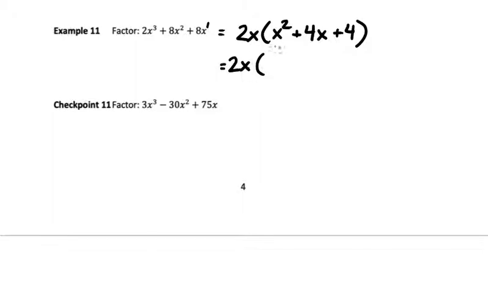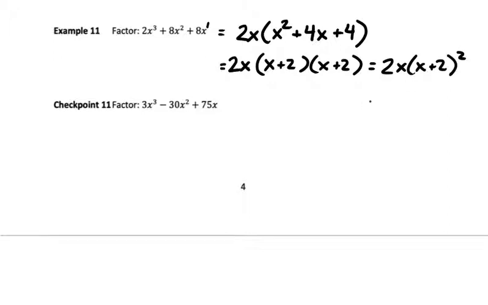And then how do I factor this? Well, this is a trinomial, so we're going to factor it into 2 sets of parentheses. We don't have a number in front of x squared, so we're just looking for 2 numbers that multiply to 4 and add to 4. That would be 2 and 2. Both are going to be positive. So 2x times x plus 2 times x plus 2. Or I can also write that as 2x times x plus 2 squared. So next you should look at checkpoint problem number 11. Do this in your notes, check your answer, and then you're ready for the homework assignment.